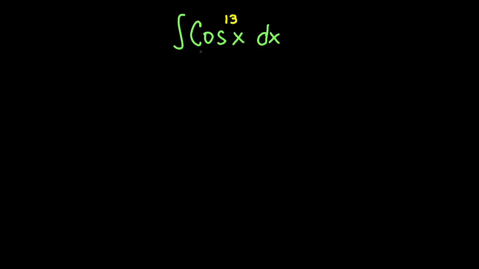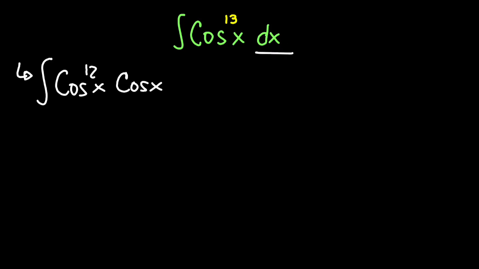Let us evaluate the integral of cosine to the power of 13 of x. When dealing with an integral of cosine and the exponent is an odd number, you would first need to factor out one cosine of x, which makes this the integral of cosine to the power of 12 of x multiplied by the factored out cosine of x, and copy the rest, which is dx.